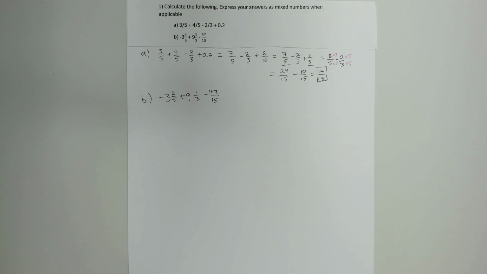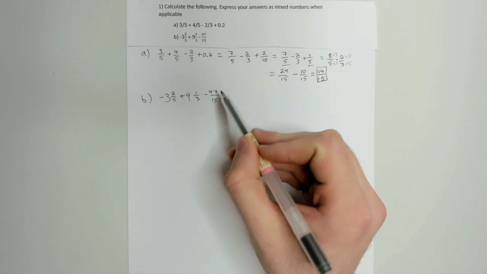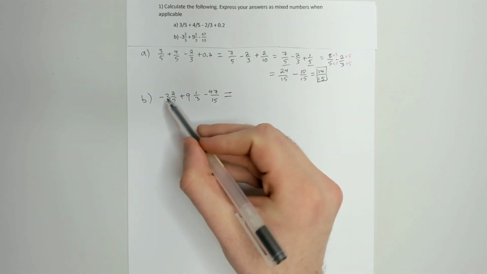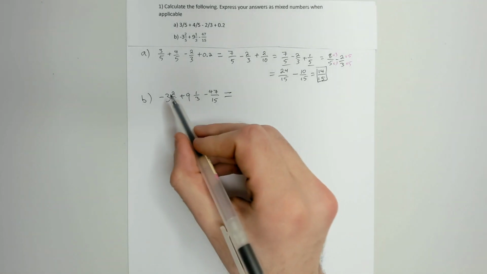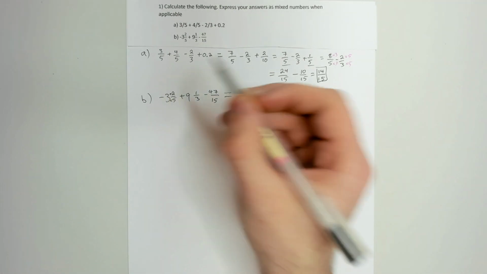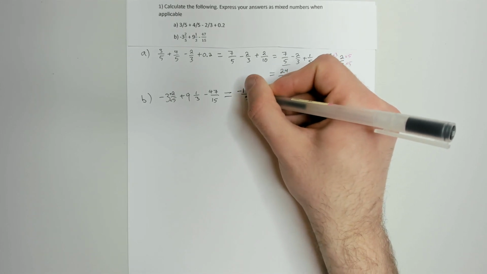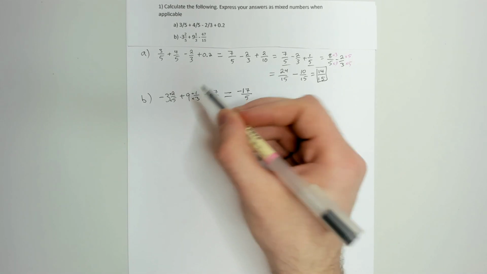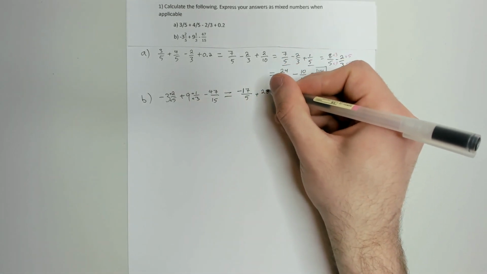Alright, part B, we have negative 3 and 2/5 plus 9 and 1/3 minus 47 over 15. Okay, so to do this one, we have two mixed numbers and an improper fraction. So I'm going to use the method where we convert these mixed numbers into improper fractions, and then we'll go from there. So to make this negative 3 and 2/5 into an improper fraction, we do 3 times 5, which is 15, plus 2, which is 17, but we can't forget our negatives, so we get negative 17 over 5. Similarly over here, we do 9 times 3, which is 27, plus 1, which is going to be 28, so we've got 28 over 3.